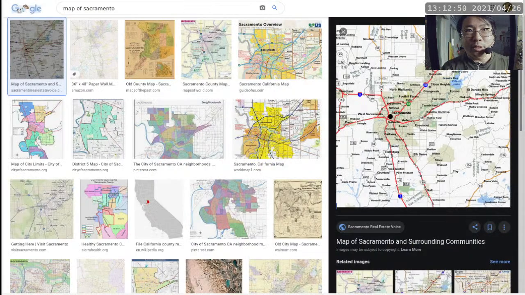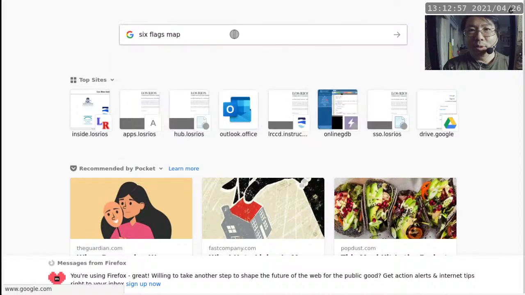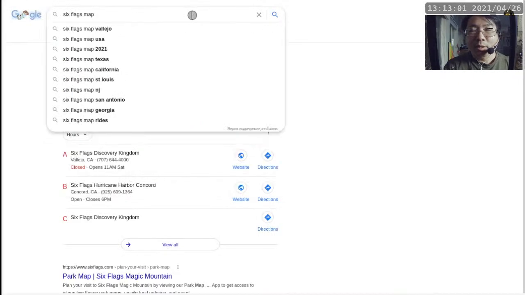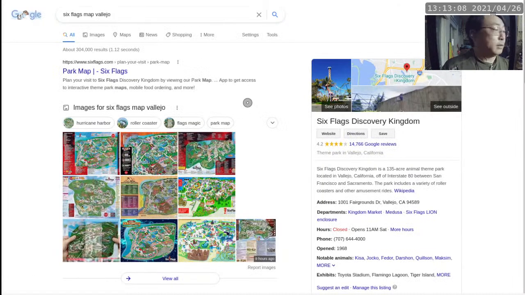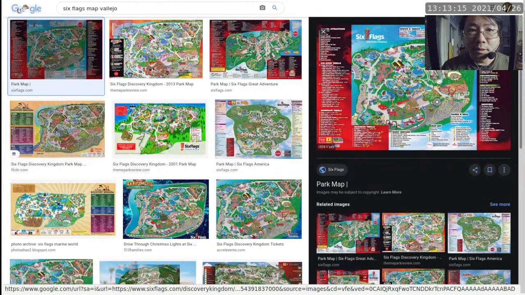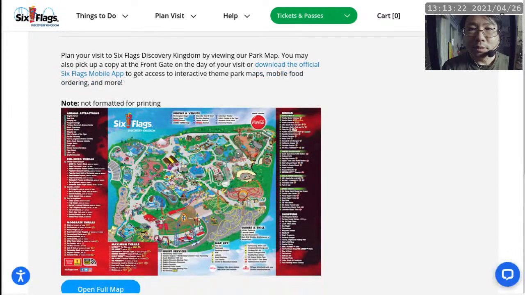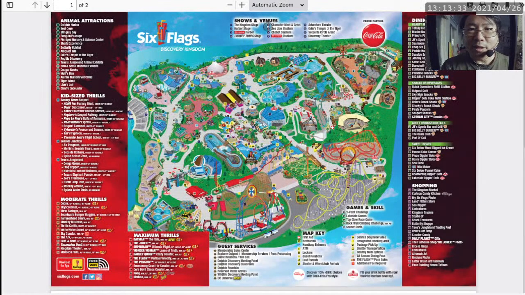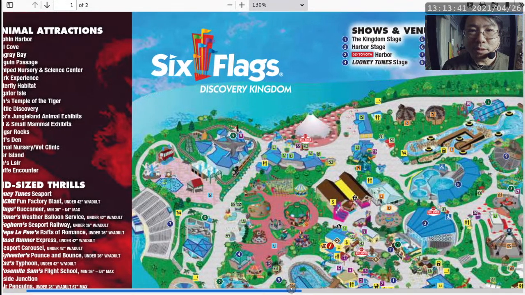And also remember what we were using as an example in today's class. We have the Six Flags map, and we want the Vallejo one. I mean, you guys probably get the idea. I'm not going to download the official mobile app because it's useless on a PC. There we go. Alright, now we can zoom in. Not really the best kind of resolution, but it's good enough, right?